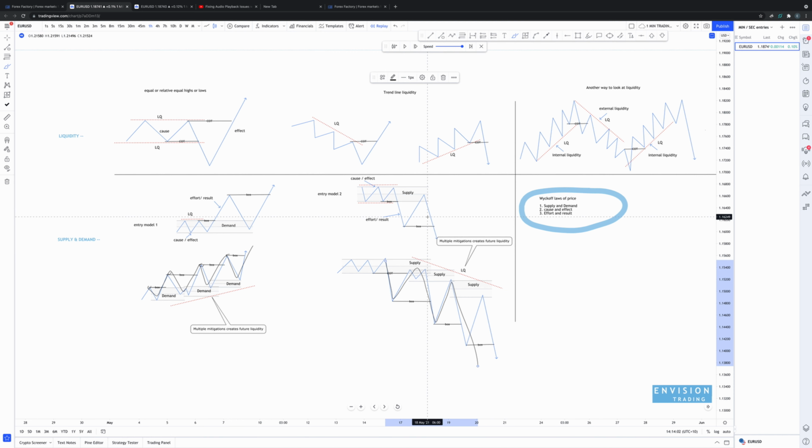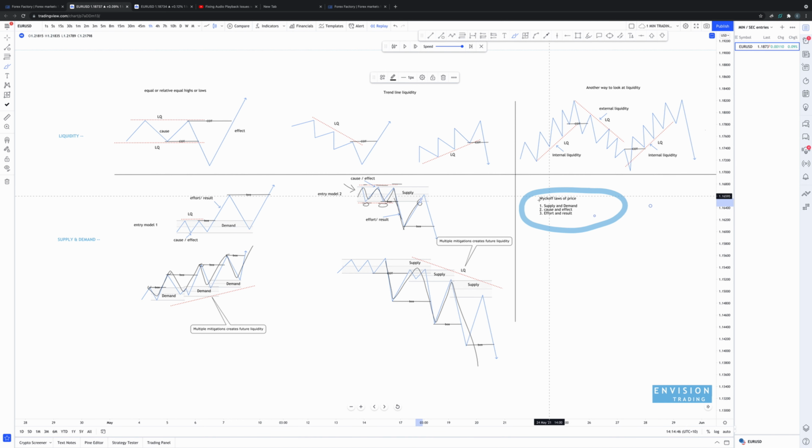With supply and demand, we also need to look at cause and effect. Banks will contain price in a range like this. This is the cause for lower prices. So it's liquidity, a build-up of buyers and sellers. There are lots of stop losses under here and lots of stop losses up here. They'll initiate a direction, take out the stop losses of, in this case, all the buyers, and then they've initiated their direction. We'll get the mitigation, and that is the result.